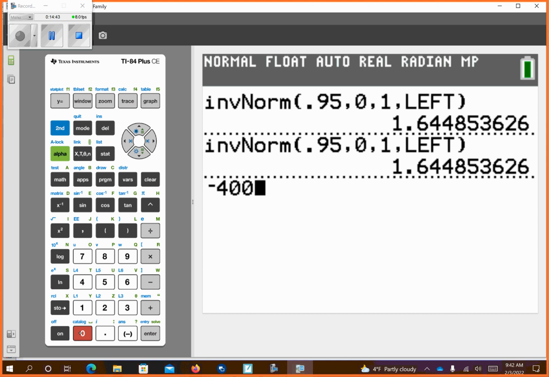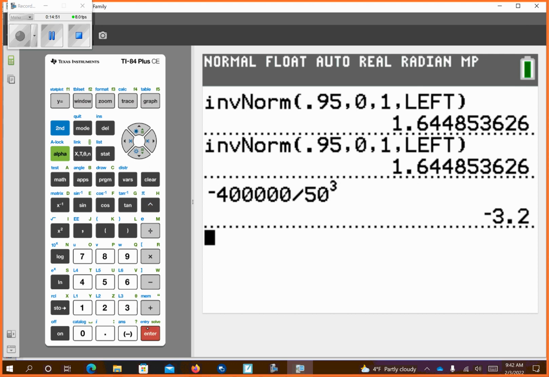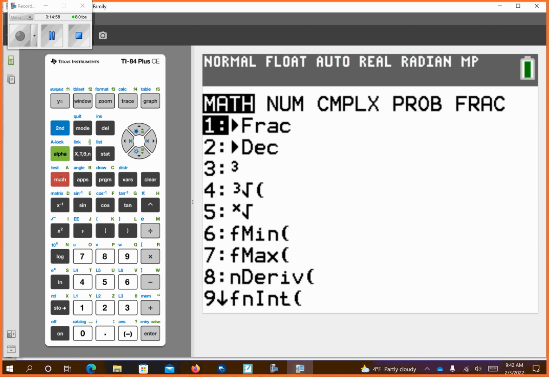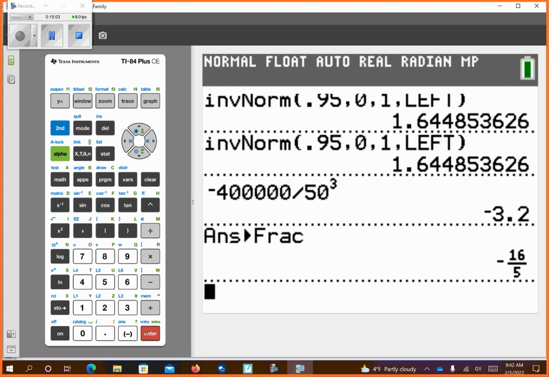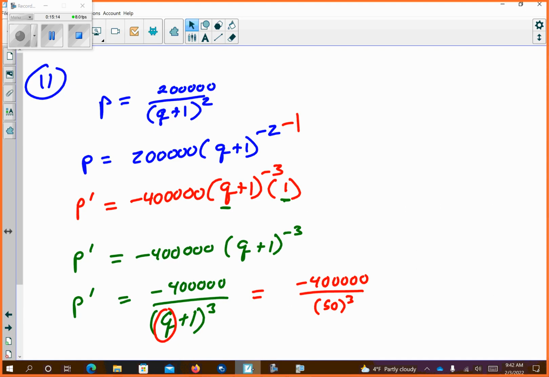Negative 400,000 divided by 50 raised to the third power. Ooh, negative 3.2. Comes out to a nice answer. Y'all know about this key. If you hit math, fraction, enter, it gives you negative 16/5. That's simply the greatest key on this calculator, I think. So negative 3.2 or negative 16/5, either one. Let's see which one will make more sense. So we have negative 3.2 or negative 16/5.